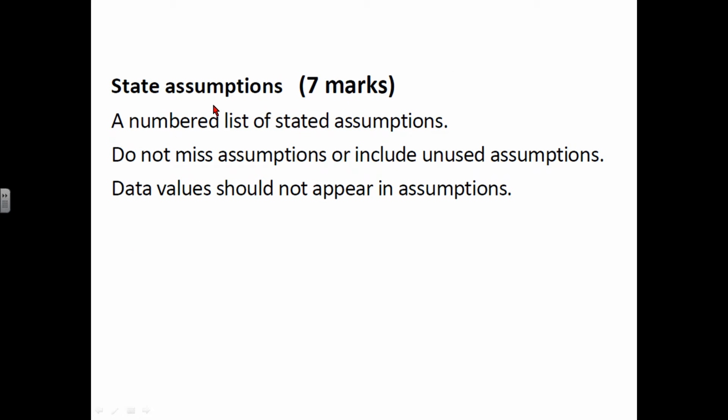7 marks for stating assumptions. So we have a numbered list of stated assumptions. As I said, A1, A2 is probably a good way of referencing them, so you can identify an assumption easily like that. Do not miss assumptions or include unused assumptions, as you get marked down for either of those. And do not incorporate any numbers in your assumptions, they shouldn't appear there.